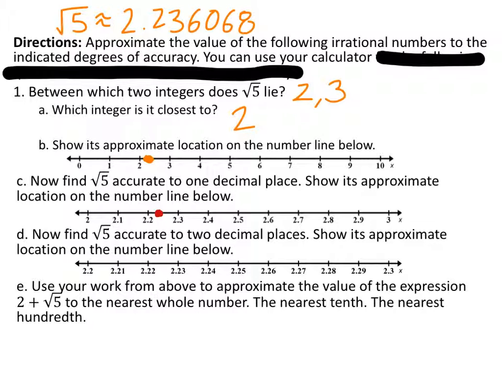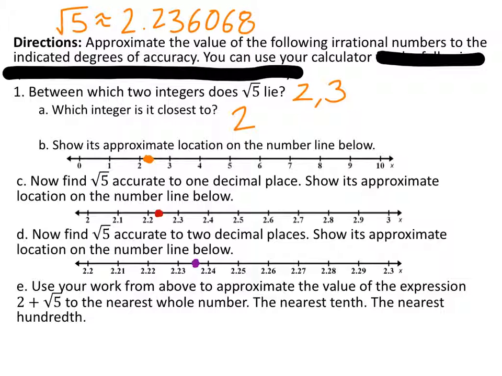And then they've expanded it further in D between 2.2 and 2.3. And it is 2.236. So 2.23 right here, 2.236, bam, right there. So that is where those points would be.